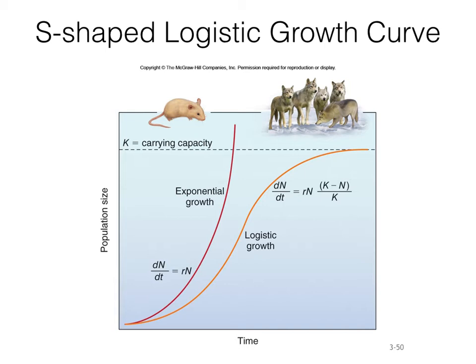The S-curve, or sigmoidal-shaped curve, describes a population whose growth rate decreases if its numbers approach or exceed the carrying capacity of the environment. So you can see in this line, as the yellow line approaches the dashed line, which represents the carrying capacity, K, the growth starts to slow down and does not exceed the carrying capacity of the environment.